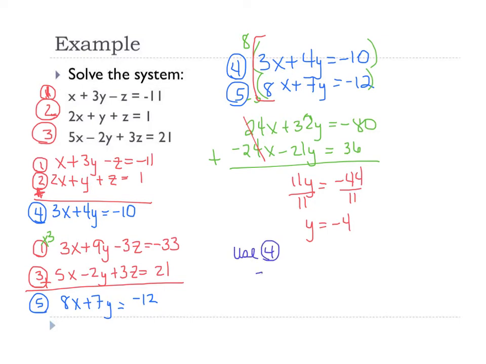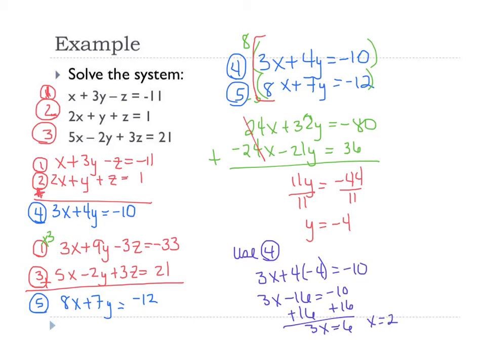So this is 3x plus 4 times -4, and you're going to solve for x. Add 16, so we get 6 on the other side. So it looks like x is 2.